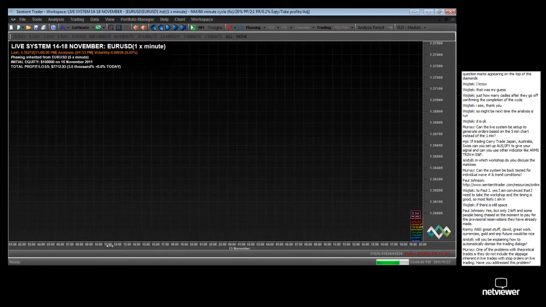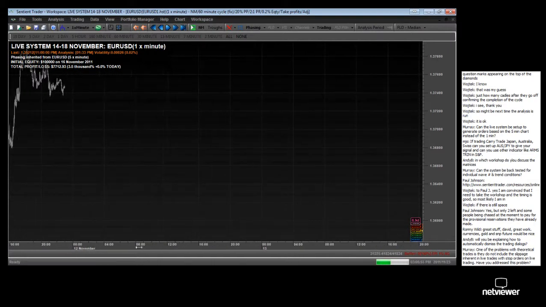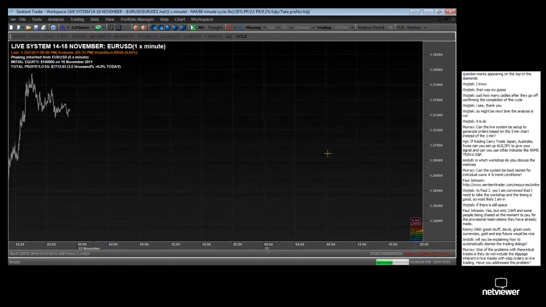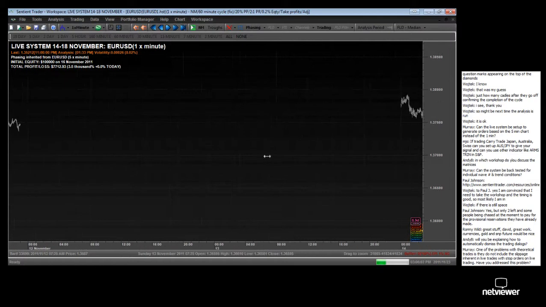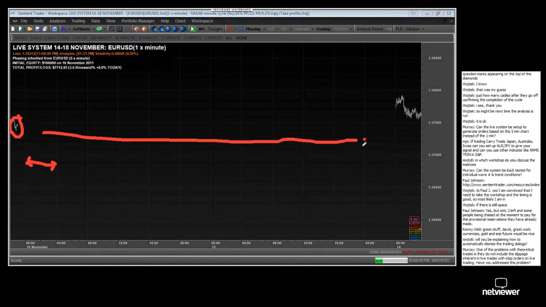Let me zoom out so that we can see the whole weekend on the 1 minute chart. I've got to zoom right out to see this gap over the weekend. Now I think you can see the gap over the weekend, and there it is.